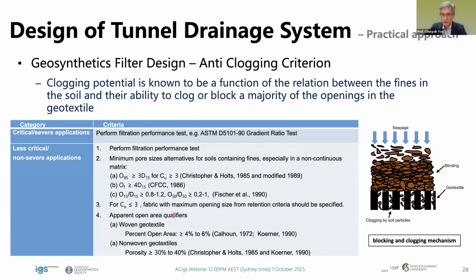Well, as I mentioned, among the 3 filter design criteria, the anti-clogging criteria is the most relevant, which considers the relationship between the fine particles in the soil and their ability to block or blind the openings in the geotextile, as you can see in this illustration. So a number of empirical criteria are available, as you can see, which relate the particle size characteristics of soil and the pore size of geotextile.